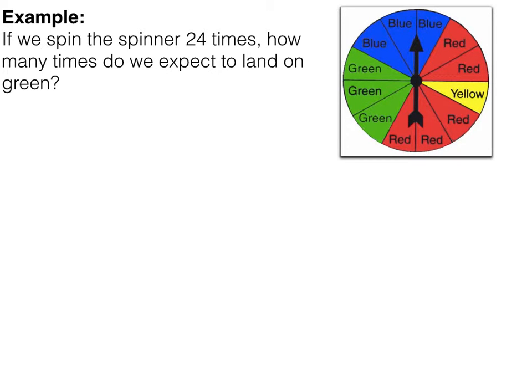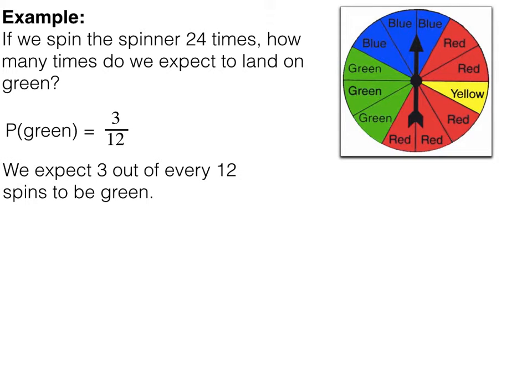So the next example, if we spin the spinner 24 times, how many times do we expect to land on green? Slightly harder problem. So again, we don't know what's going to happen, but we do know the probability, so we can say what we expect to happen. The probability of landing on green is 3 out of 12. So we expect 3 out of every 12 spins to be green.